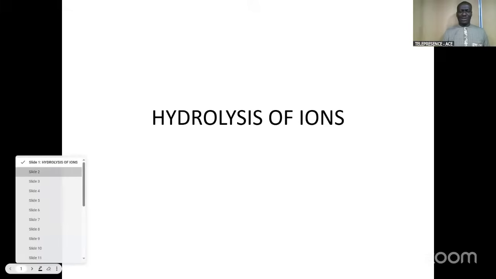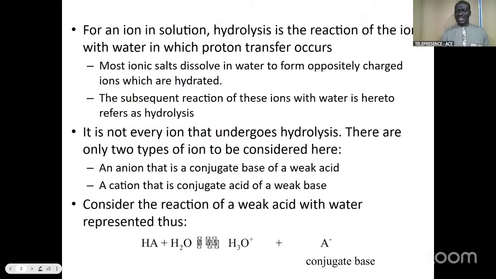All right, I've explained all that. All we have on this slide now is what I've explained. As for an ion in solution, hydrolysis is the reaction of the ion with water, in which proton transfer occurs. So when an ion reacts with water, a proton transfer reaction will occur.